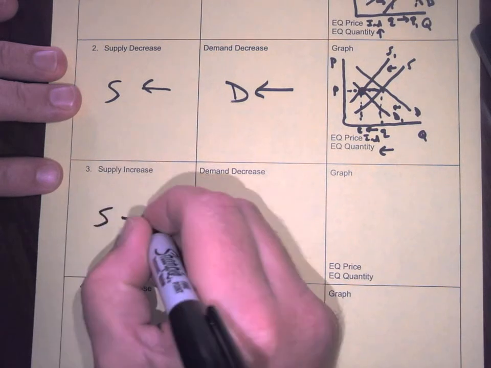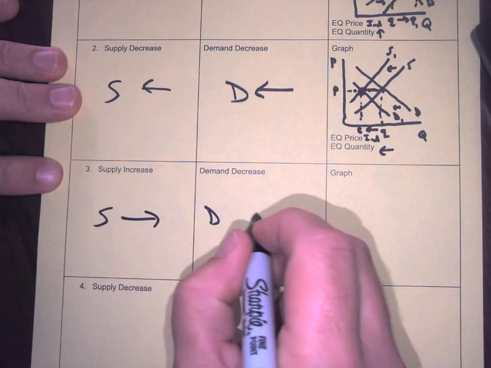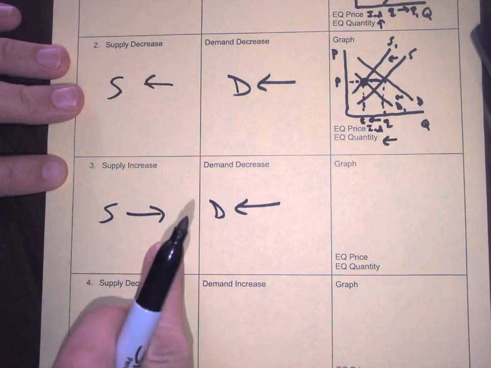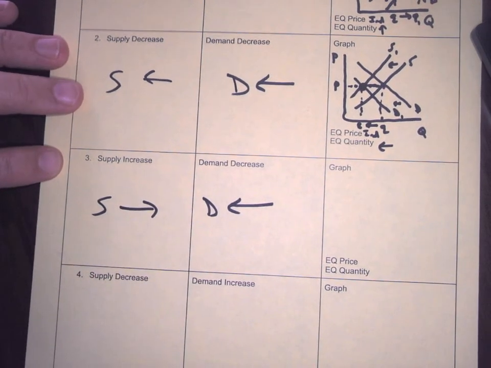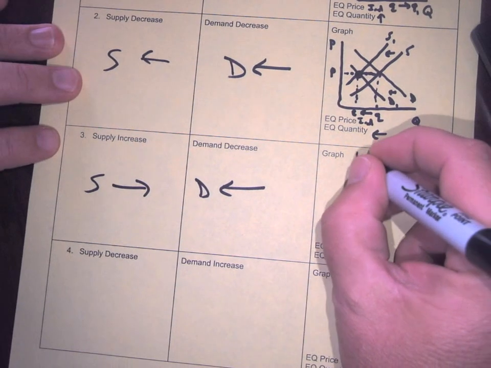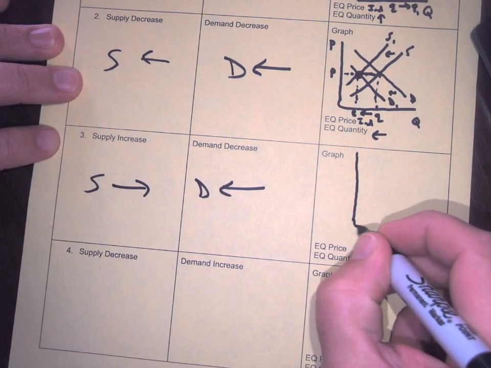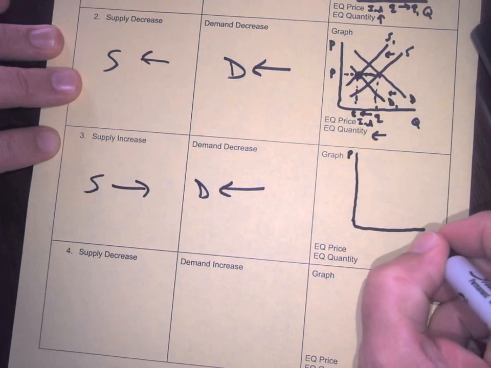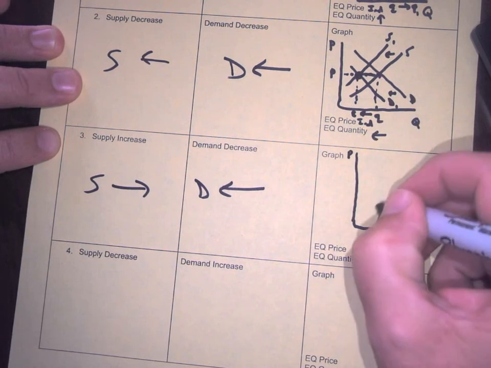Now if we have a supply increase and a demand decrease, just thinking kind of logically, we're making more of it and less people want it. So I know that's going to be a surplus. Anytime there's a surplus, things get cheap. I'm going to try and locate this graph once again a little bit better because drawing with Sharpie is not always the best.